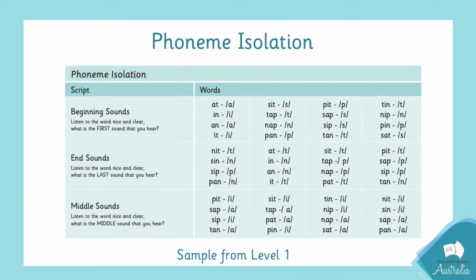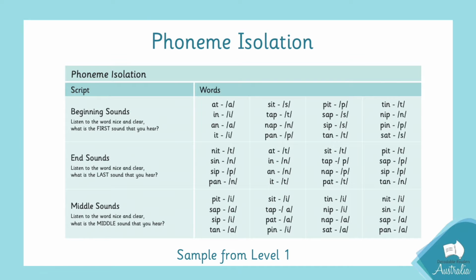So if we have a look at phoneme isolation, you can see here on our screen a sample from our level 1. This is where we are going to get students to identify and isolate beginning, end, and middle sounds. So if we have a look at those beginning sounds, there is a script within our handbook. It says, listen to the word nice and clear. What is the first sound that you hear?